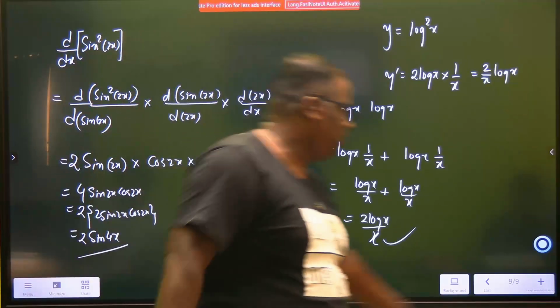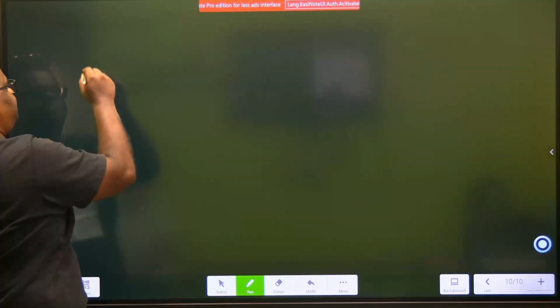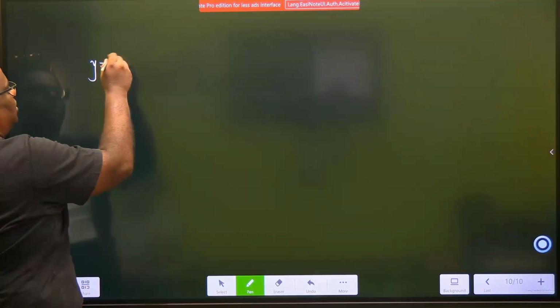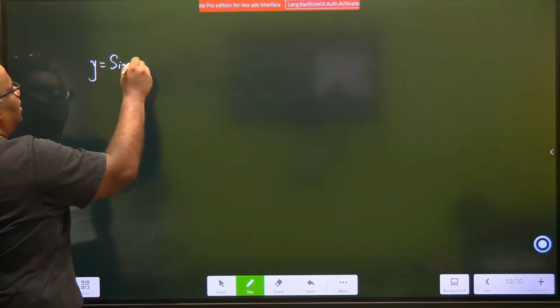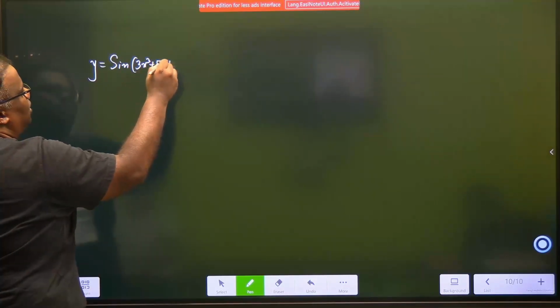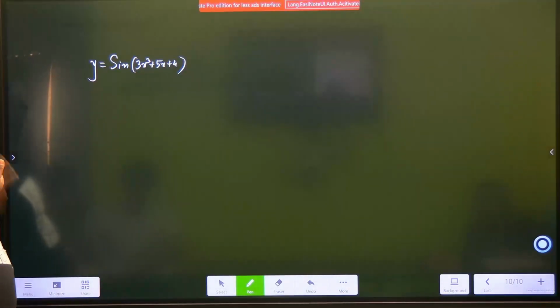Let's take one more. चलो इसको solve करो तो थोड़ा complicate करें. Okay, let's do this. Y equal to sine of 3x cube plus 5x plus 4. इसको solve करो. Hey, straight away. मुंह से करना है. Cos of 3x cube plus 5x plus 4 multiplied by 15x square plus 5.